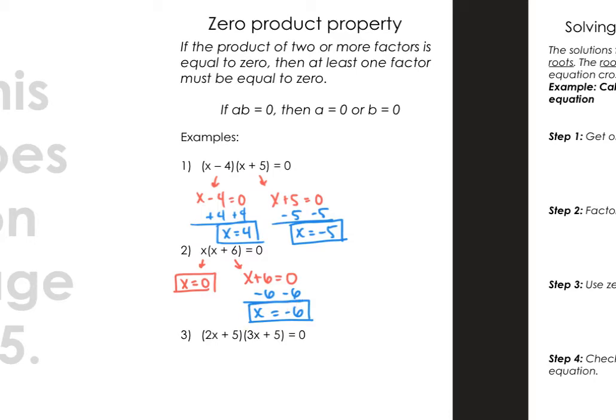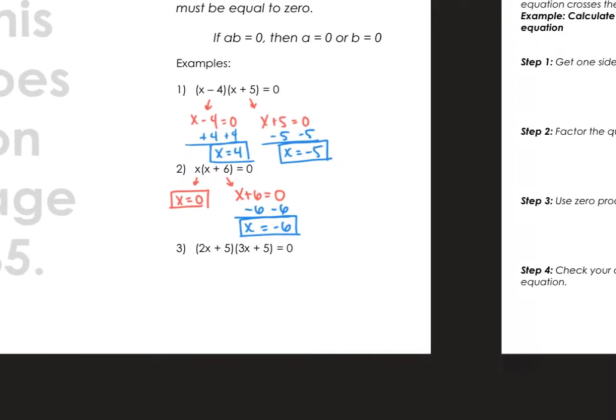And then there should be another solution, which is x equals negative 6. We plug in negative 6 for x. It would be negative 6 times negative 6 plus 6. If this equals 0, it would just be negative 6 times 0, which equals 0. So there's 2 solutions. There's 2 things that would make this true.